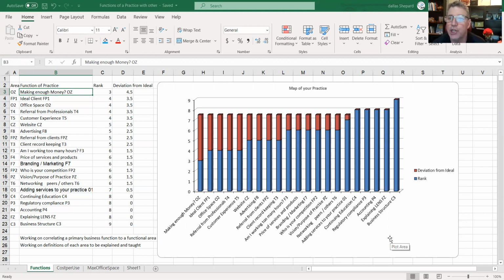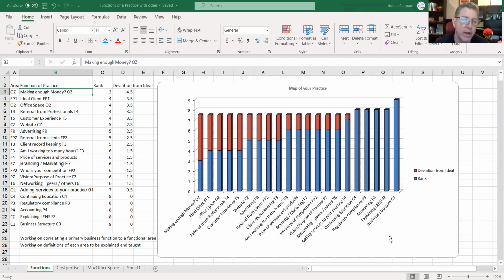I was just going to show you a little bit about some of the spreadsheets and things that I've looked at or been working on. I'm going to send this as an Excel file to you, and you can go through it. This is just some basic ideas that I've been thinking about and trying to put together. The first is what I call the area functions of a practice.